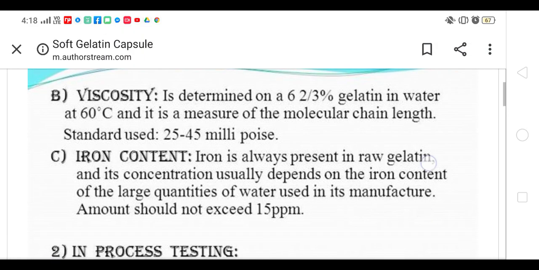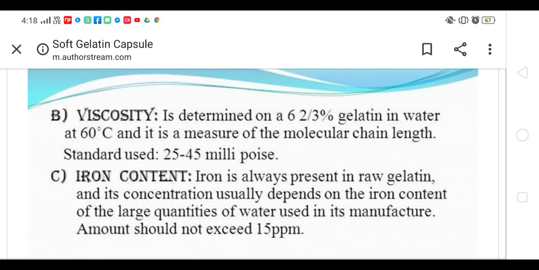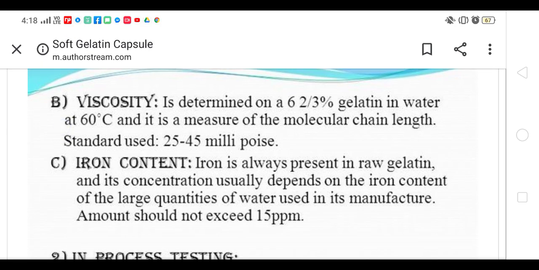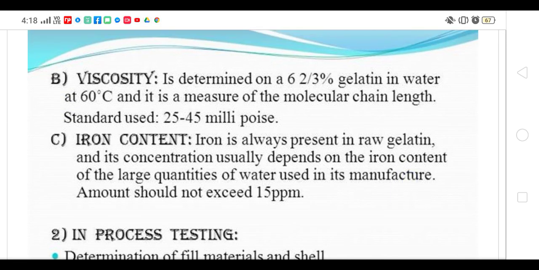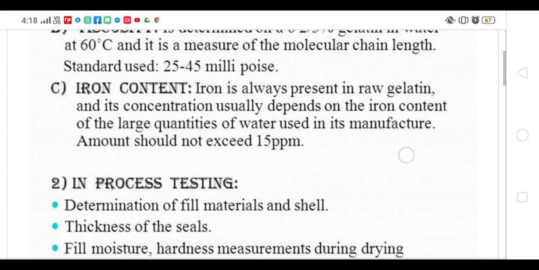So you have to consider this. Viscosity is very important. So a 6.66% solution is 25 to 45 millipoise viscosity. Iron content is very important. It should not exceed 15 ppm.